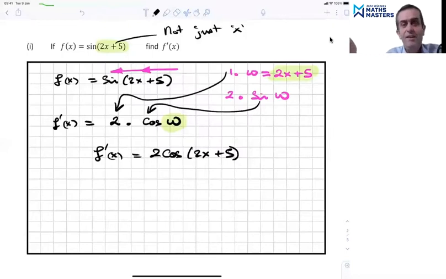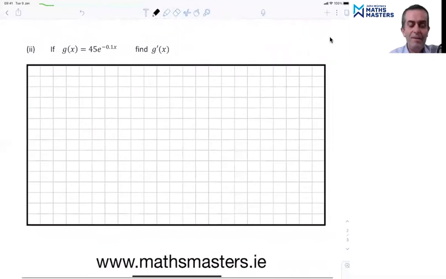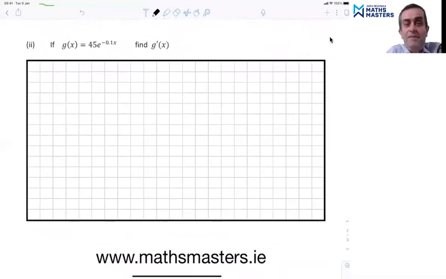You differentiate each function one at a time, multiply your answers together, and then put back in for w, okay? So very, very straightforward question. Now, the next one, exponential questions have been asked almost every year, okay? I won't say every year, but almost every year.